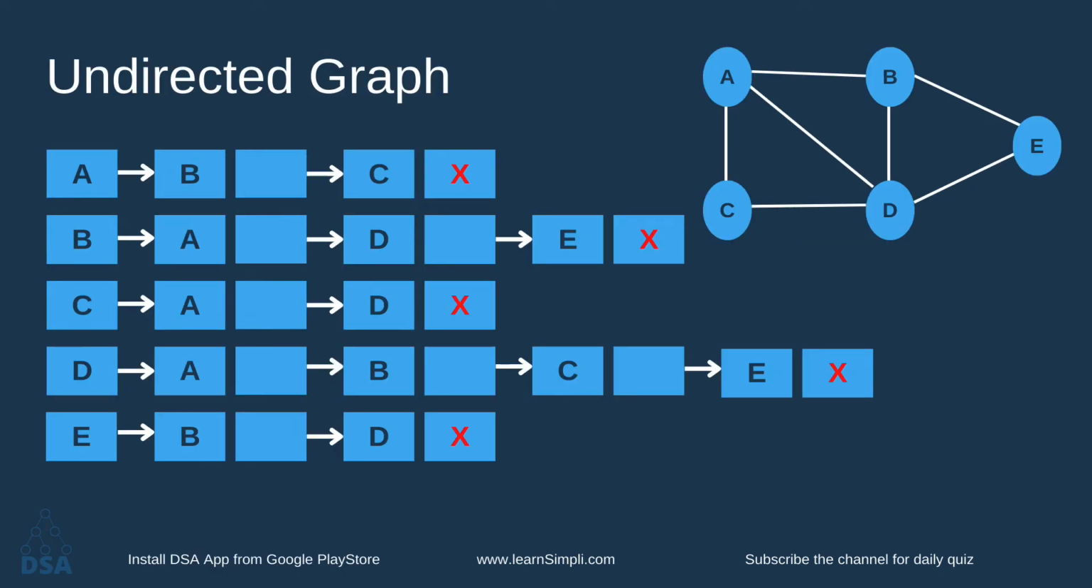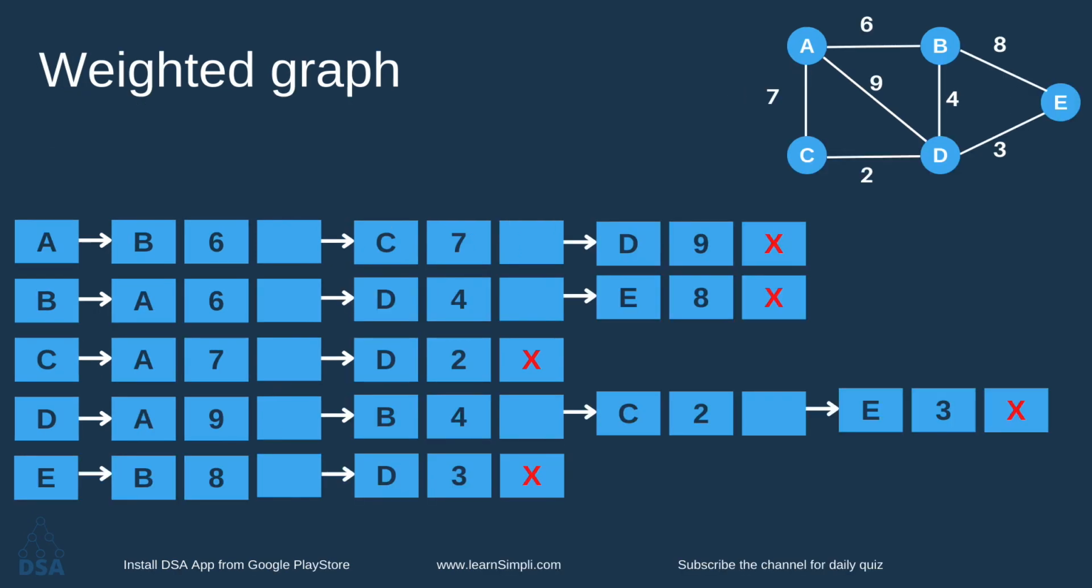So this is how we represent the graph in the linked list form. Nodes are represented in the linked list. This is for undirected graph, directed graph and weighted graph.